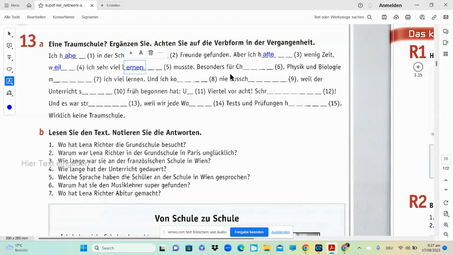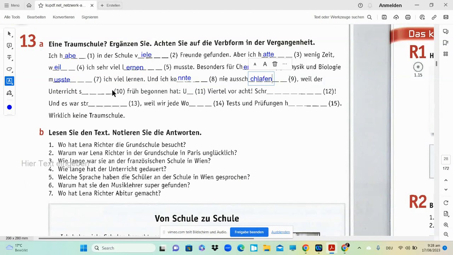Lernen musste. Besonders, this is kind of a subject, you can say. So you will say Chemie, Physik, Biologie. Musste ich viel lernen. Okay, why musste ich viel lernen? Because you are using the Präteritum form. Und ich konnte nie. So let me just first of all fill this. Ich konnte nie aus. Maybe you can say ausschlafen. Okay, so you will say, let's check, ausschlafen.